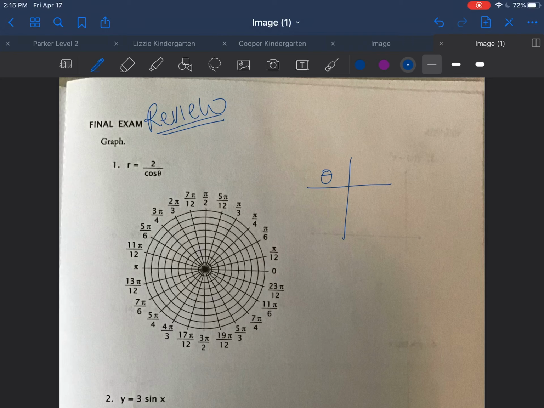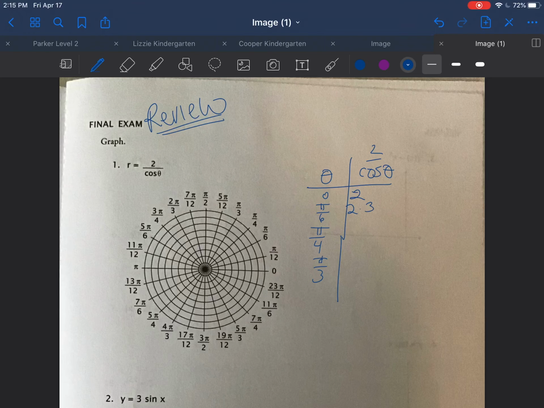So if we figure out theta and then whatever 2 divided by cosine theta is, I'm just going to run through 0, pi over 6, pi over 4, and pi over 3, just to give me a few. If I plug in 0, cosine of 0 is 1, so we get 2 divided by 1, which is 2. Pi over 6, we get root 3 over 2. 2 divided by root 3 over 2 gives me a cute little decimal of 2.3.